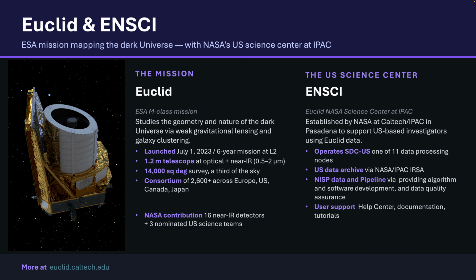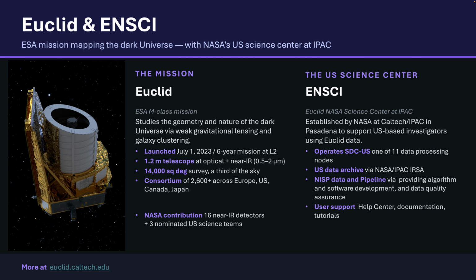Now, getting to what Euclid is: an ESA M-class mission to study the geometry and nature of the dark universe. It was launched back in July 2023, a 6-year mission at L2. It's a 1.2 meter telescope operating at the optical and near infrared from 0.5 to 2 microns. It will survey 1/3 of the sky, about 14,000 square degrees, and it's run by a consortium of more than 2,600 people across Europe, US, Canada, and Japan.